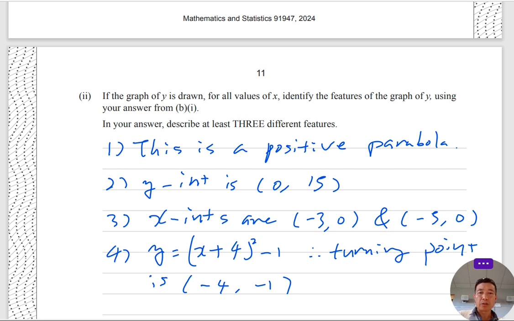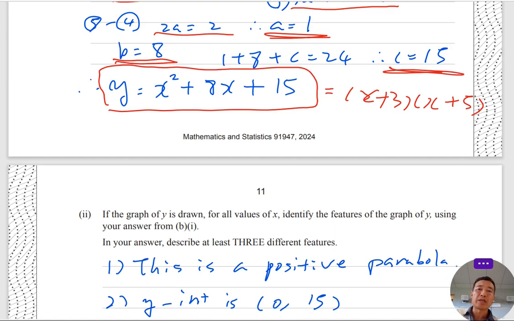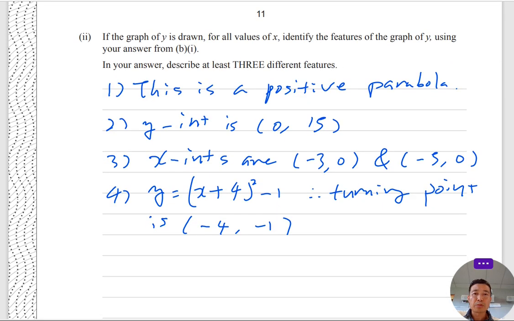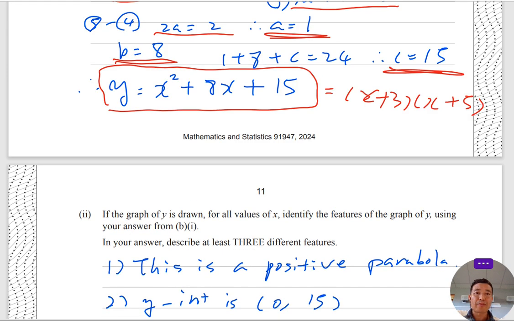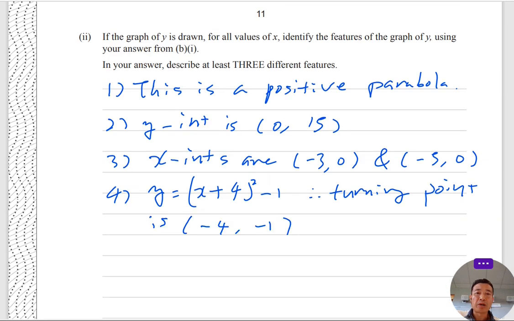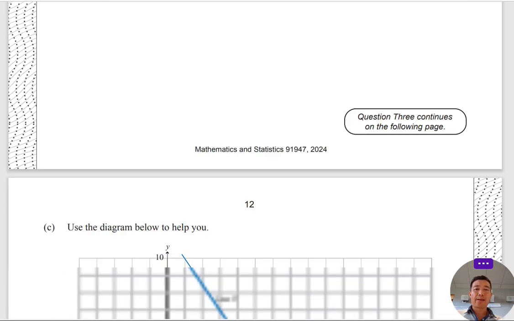These are enough, but you also can talk about turning points. So what you have to do is you need this skill called completing the square. So you have 8, which is a 4, right? So you go x plus 4 squared. That means x squared plus 8x plus 16, isn't it? So we have a 15, so you have to take away 1, right? So that means negative 4 comma negative 1, right? That should be the turning point.